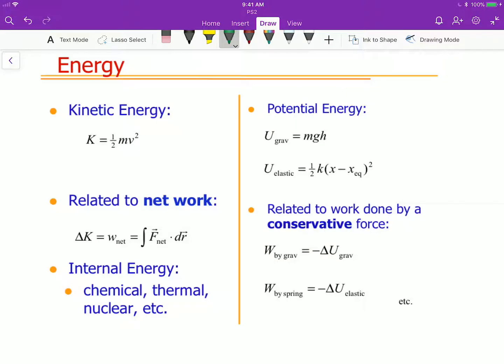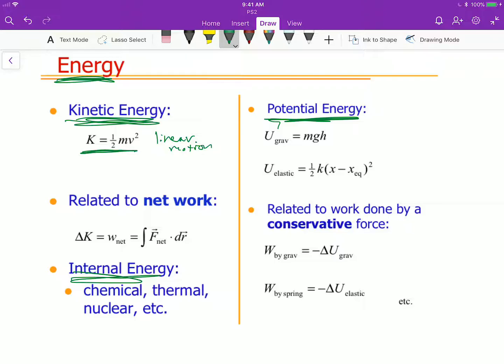One other big concept that we talked about was energy. And there are three types of energy. There's kinetic energy, there's internal energy, and there's potential energy. And so kinetic energy, we wrote kinetic energy equals 1/2 the mass times the velocity squared. So this is just for linear motion.